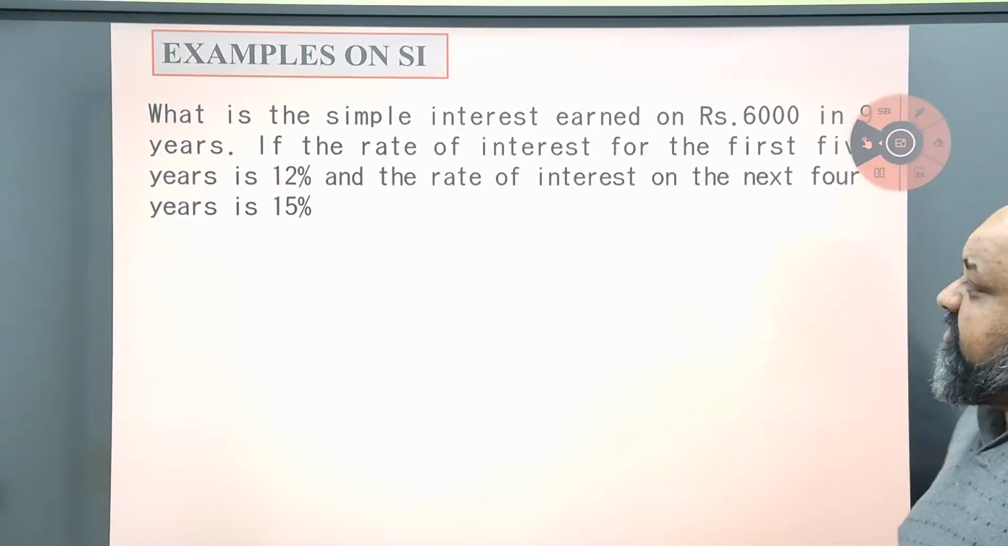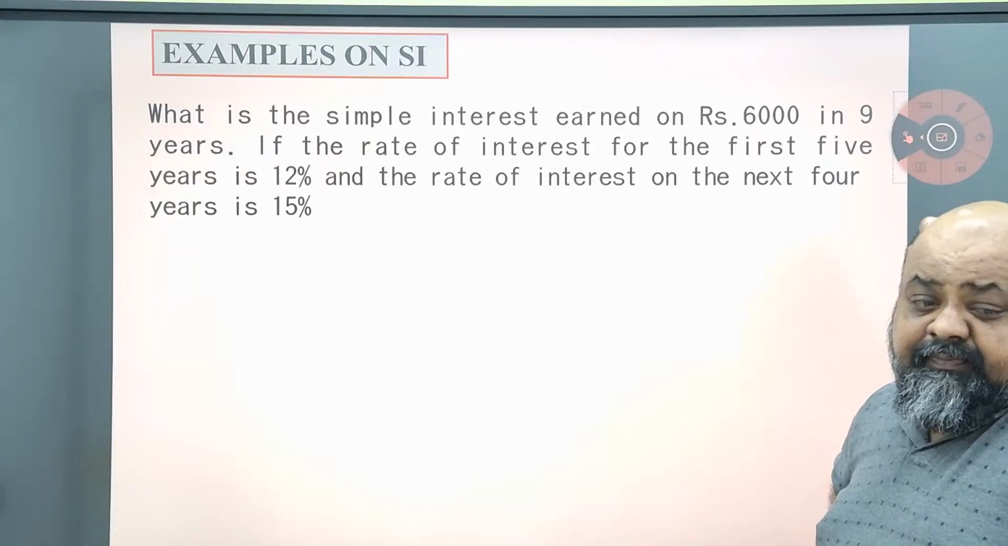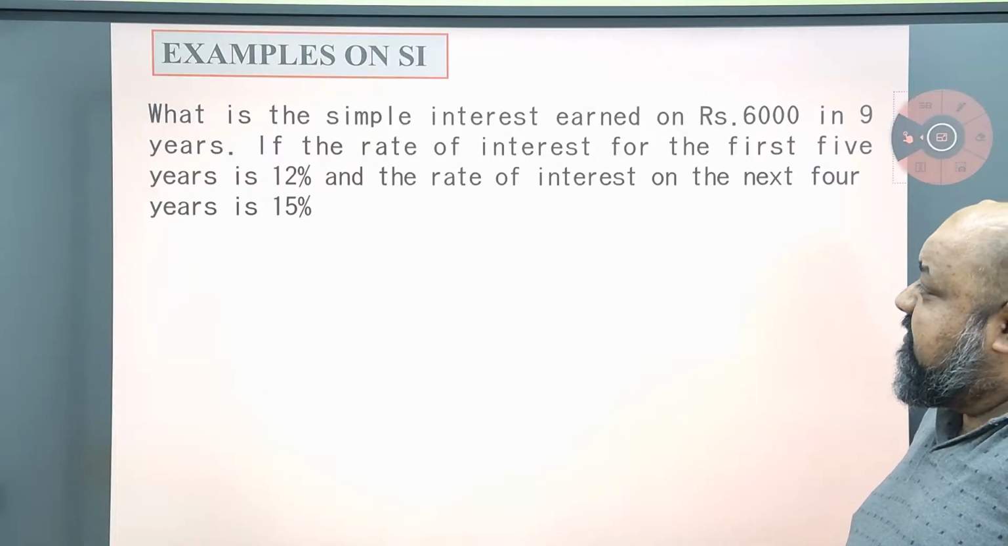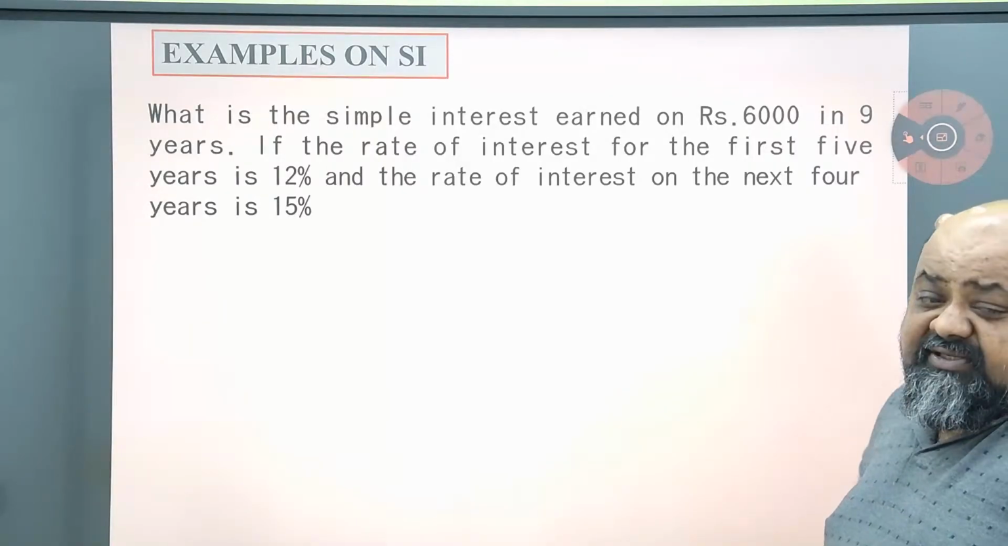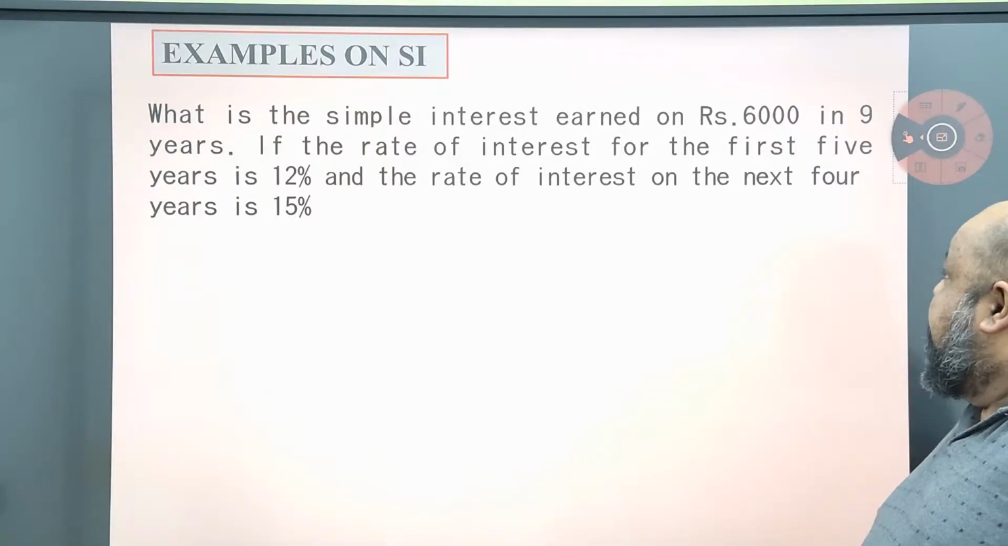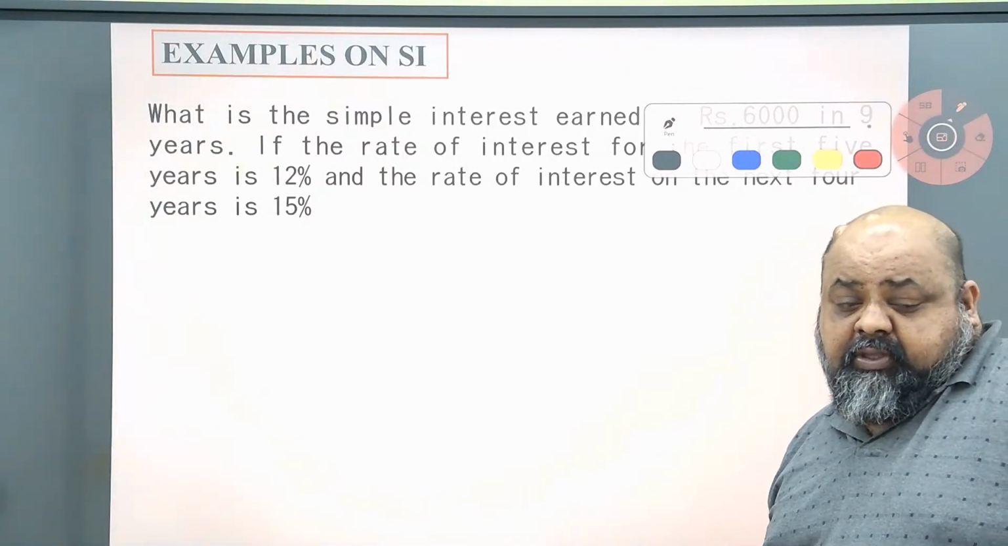So if you look at this question, it says, what is the simple interest earned on 6,000 rupees in 9 years? So principal is given, time is given. Rate of interest is 12% for the first 5 years and 15% for the next 4 years. So what can we do here?